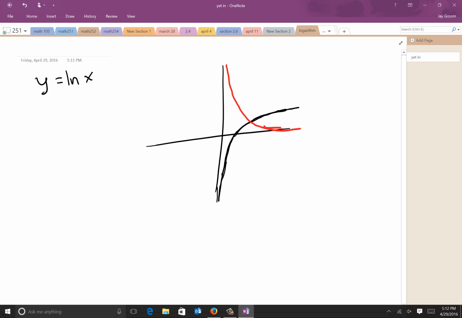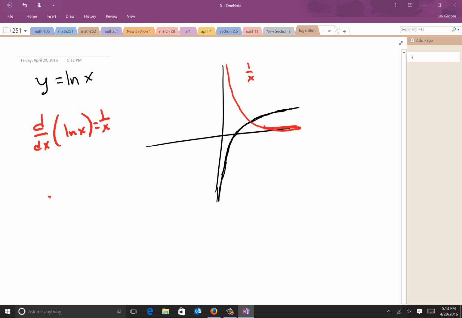Oops, well, it comes down, doesn't hit the axis. It looks like that. And it turns out that this function is 1 over x. And so it turns out that it is true that the derivative of the natural log of x is 1 over x. Okay? That's one way to do it.